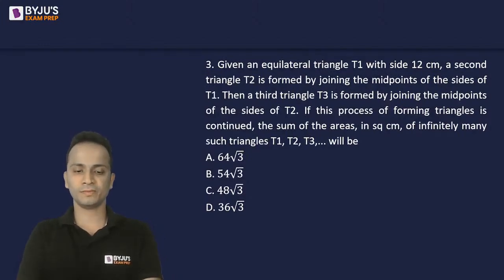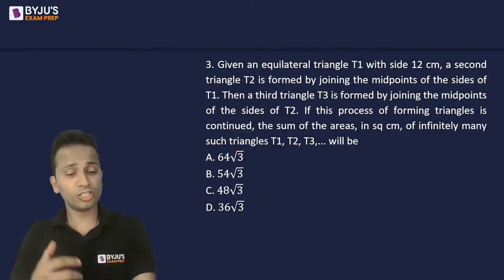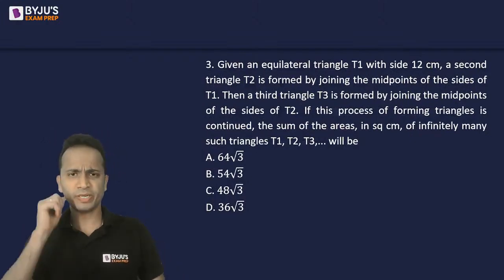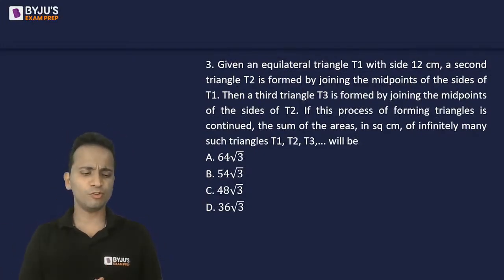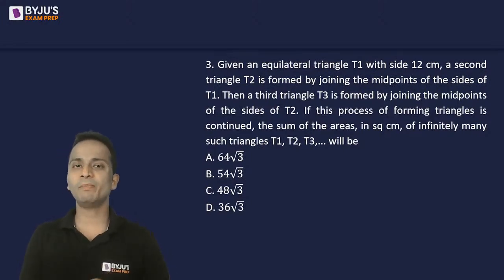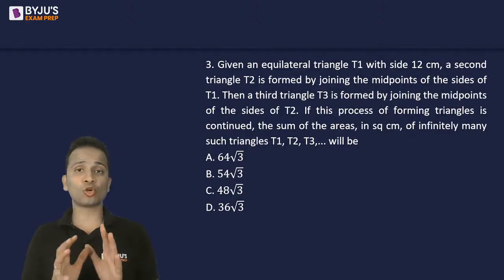Question number 3 on your screen. Now, this question is also the application of arithmetic geometric mean. Okay, not arithmetic geometric mean, but arithmetic or geometric progression. You'll have to determine. Now, given an equilateral triangle T1 with side 12, a second triangle is formed by joining the midpoints of the sides of T1. You don't have to draw the figure actually.